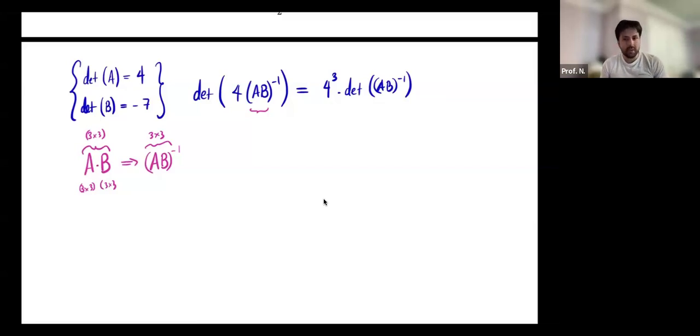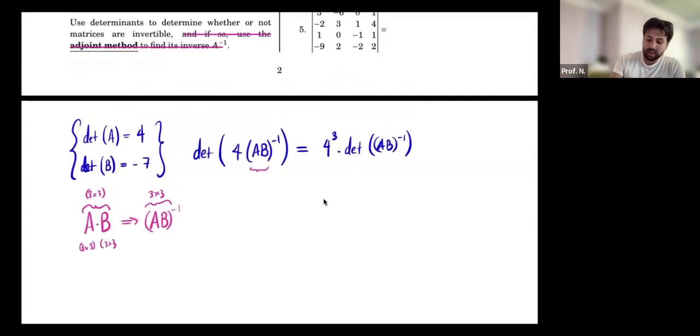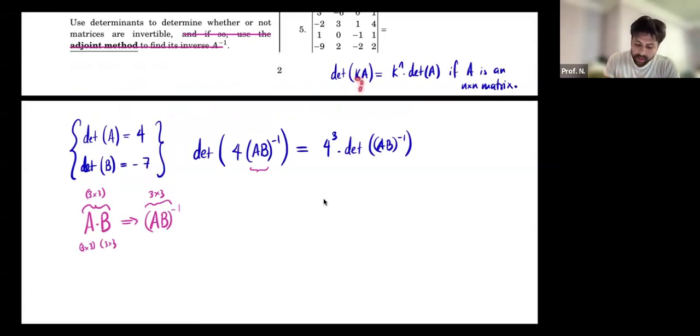So this is a property of determinants. If you want, you can generalize this: the determinant of k times A is equal to k to the n times the determinant of A, if A is an n by n matrix. Because if you multiply k by A, you're multiplying every row by k, and there are n rows. So the determinant of that matrix is k to the n times the determinant of A. Does that make sense?